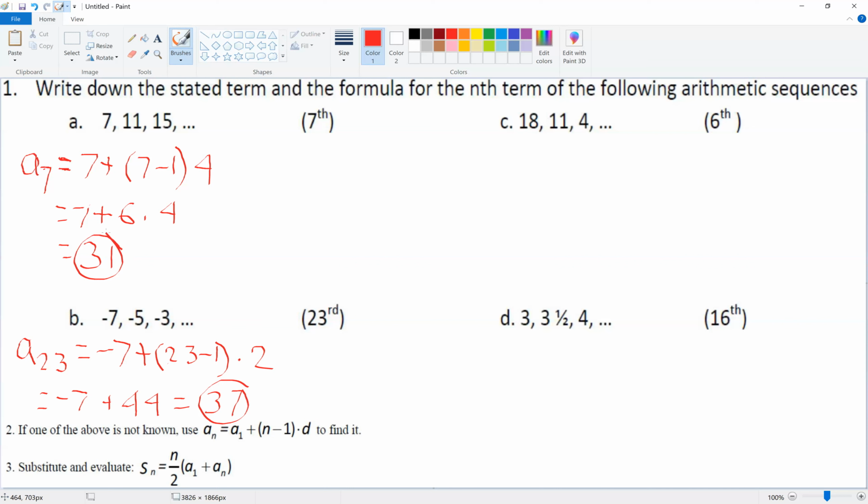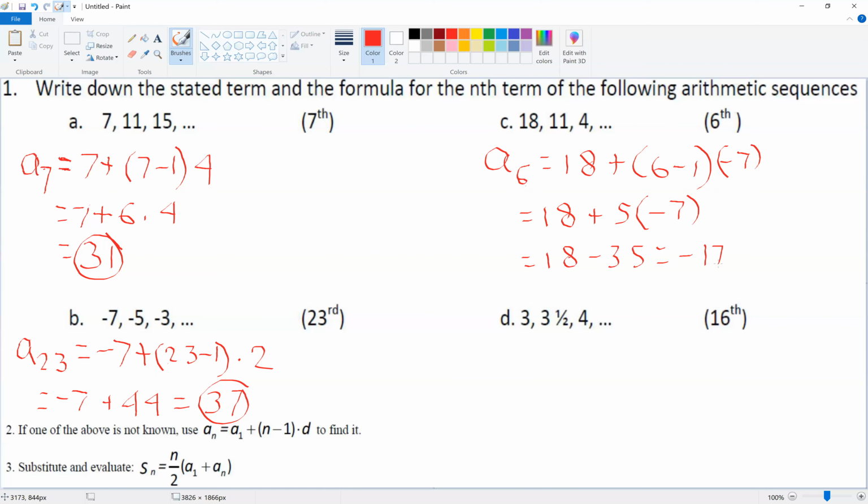Okay. Number C, question. So for this one, in my formula, A1 is 18, n is 6, and d is negative 7. So An equals 18 plus 5 times negative 7, or 18 minus 35, and I got negative 17.